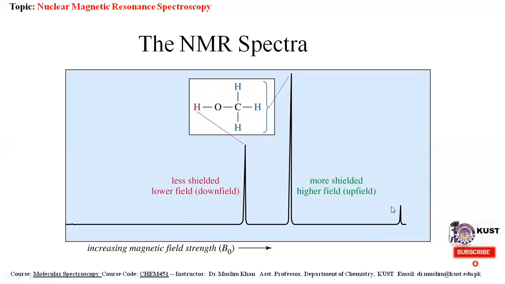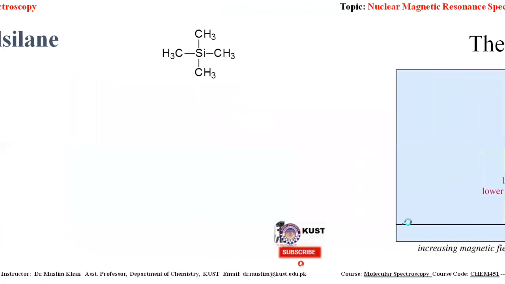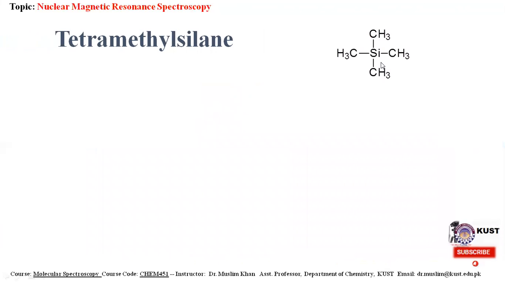What is this standard that we add? This is the signal for tetramethylsilane. There are 4 methyl groups attached to silicon, and this is known as tetramethylsilane, TMS. TMS is added to the sample, having these 12 protons, and these are the most shielded protons.